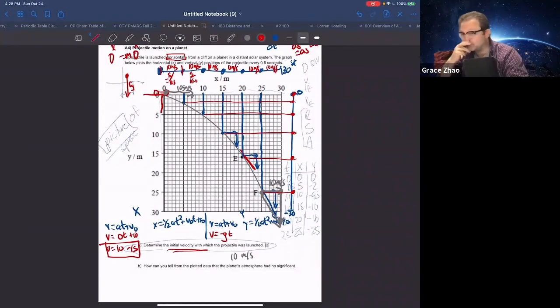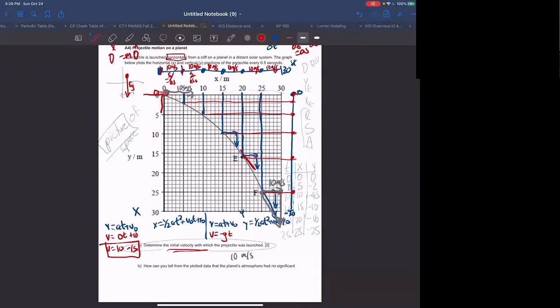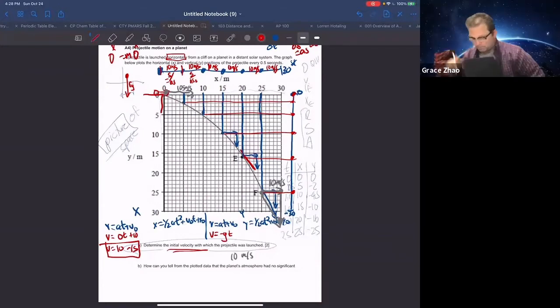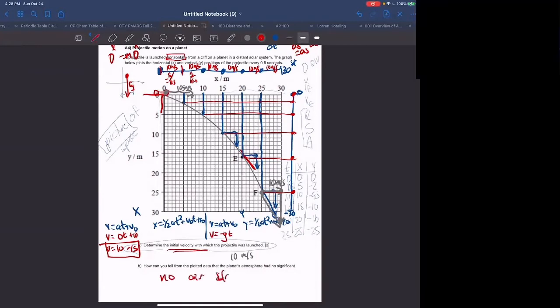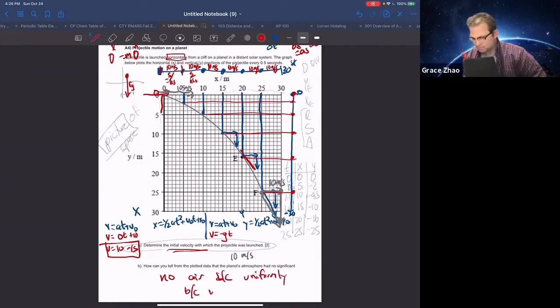Have a thought, Leo? What did you give as an explanation? I said you can tell because the projectile moves uniformly, meaning there is no air resistance. Okay, so it has no air resistance. Well, no significant air resistance. Because it's moving uniformly because there's no air resistance. Mm-hmm. Yeah, you sound skeptical.